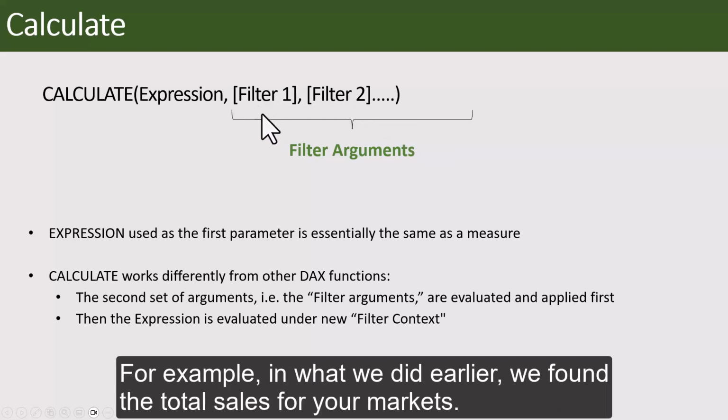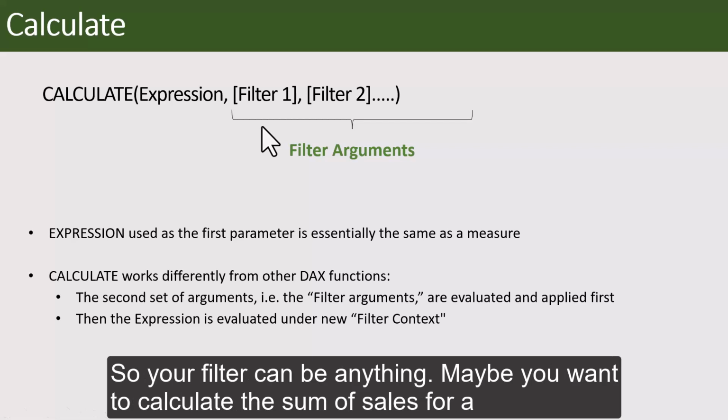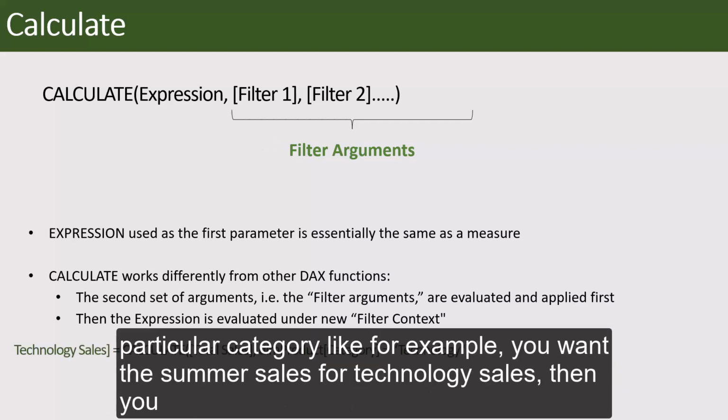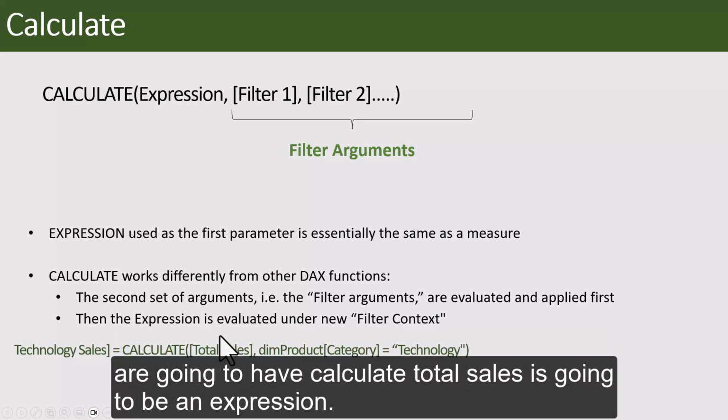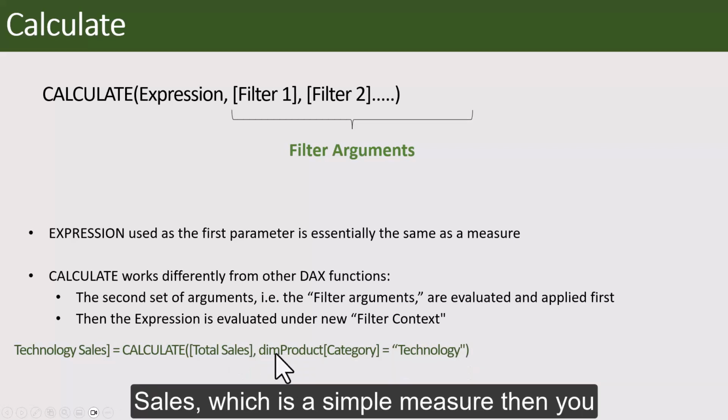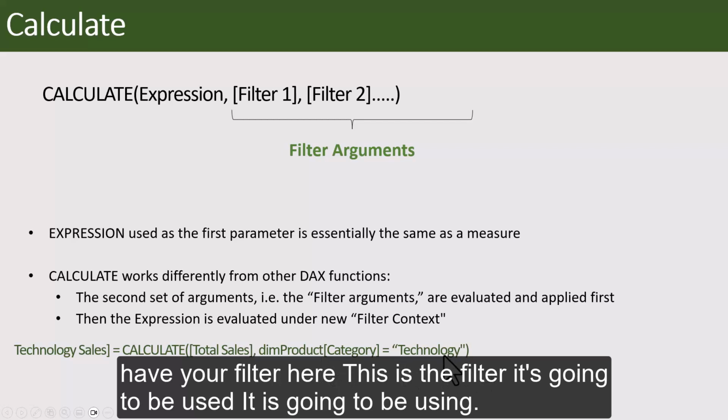For example, in what we did earlier, we found the total sales for a market. So your filter can be anything. Maybe you want to calculate the sum of sales for a particular category. Like for example, you want the sum of sales for technology sales. Then you are going to have calculate total sales is going to be an expression. Sales, which is a simple measure. Then you have your filter here. This is the filter it is going to be using.